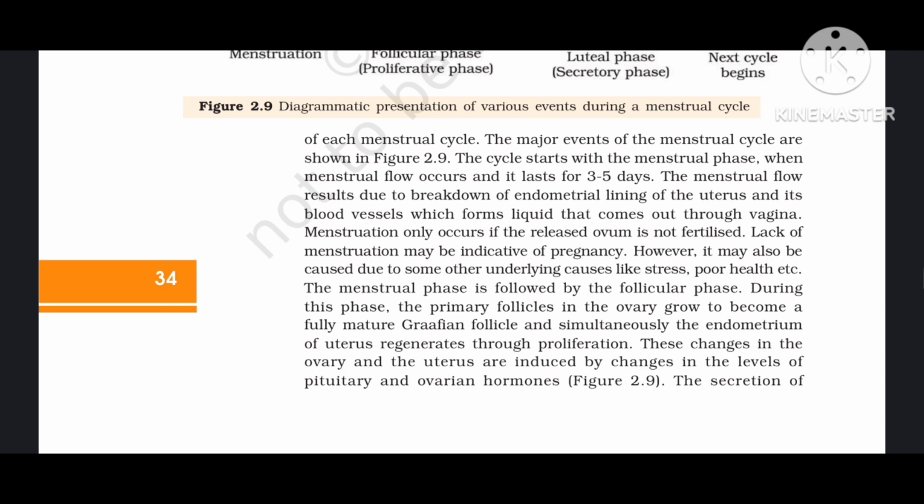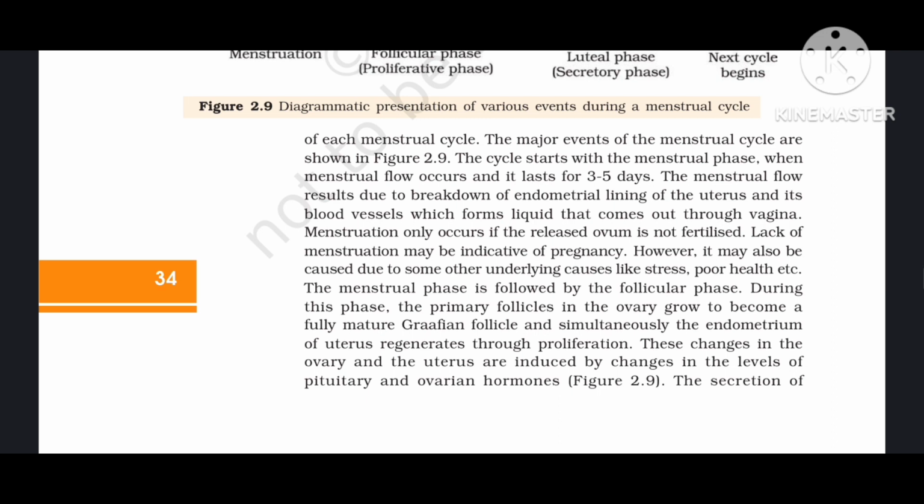The major events of menstrual cycle are shown in figure. The cycle starts with the menstrual phase when menstrual flow occurs and it lasts for 3 to 5 days. The menstrual flow results due to breakdown of endometrial lining of the uterus and its blood vessels, which forms liquid that comes out through vagina. Menstruation only occurs if the released ovum is not fertilized. Lack of menstruation may be indicative of pregnancy. However, it may also be caused due to some other underlying causes like stress, poor health, etc.